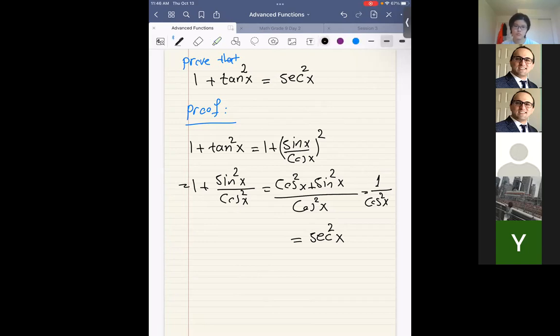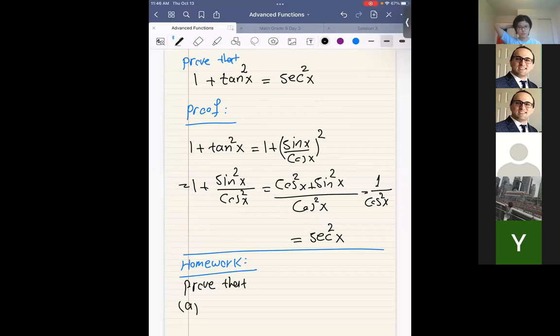So this is your homework. Prove that A: tangent of theta plus cotangent of theta is equal to secant of theta times cosecant of theta. This is cosecant. Cosecant is 1 over sine.